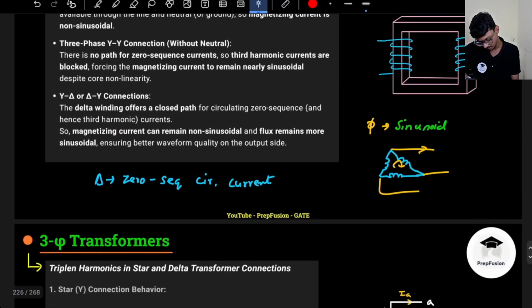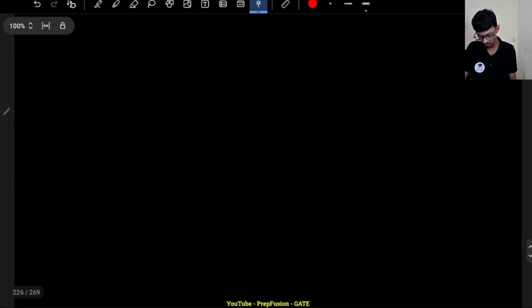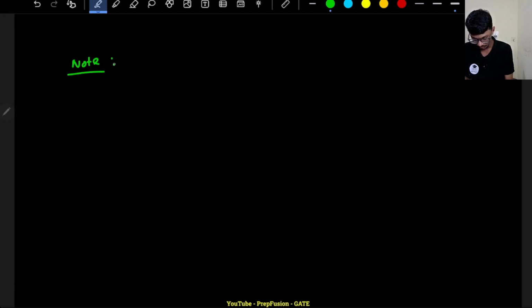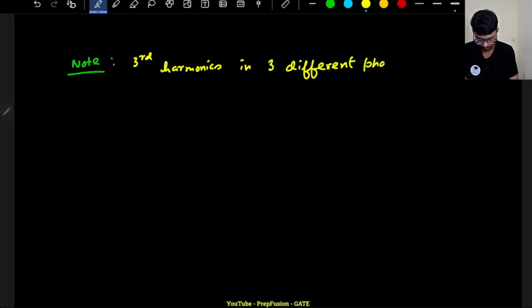Note for third harmonics: the third harmonic in three different phases will all be in the same phase and of equal magnitude.